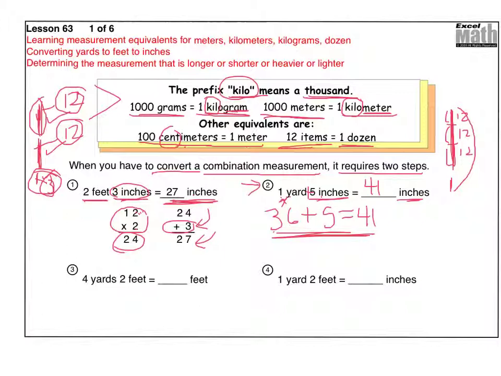So 36 inches, 5 inches is 41. All right, pause the video, just do number 3, and then turn it back on for the solution.